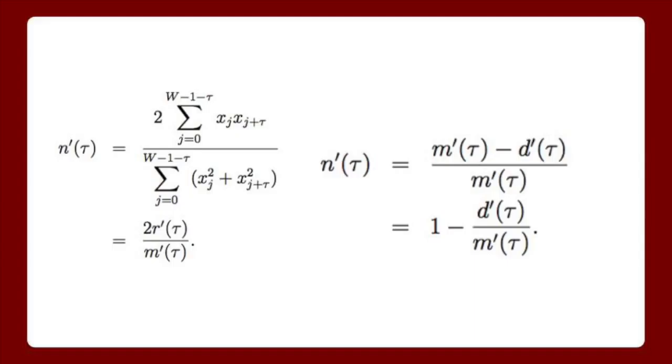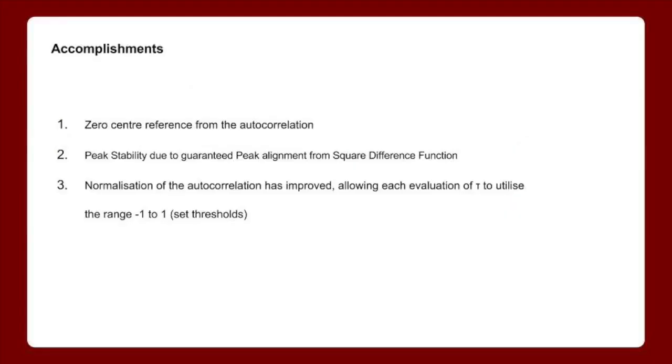With this equation, we have successfully combined the properties of autocorrelation and the square difference function to obtain our goal, which is, from autocorrelation, zero center reference, which is helpful in knowing which maxima are important. From the square difference function, we obtain peak stability since SDF has stable minima. And lastly, normalization of autocorrelation has greatly improved.